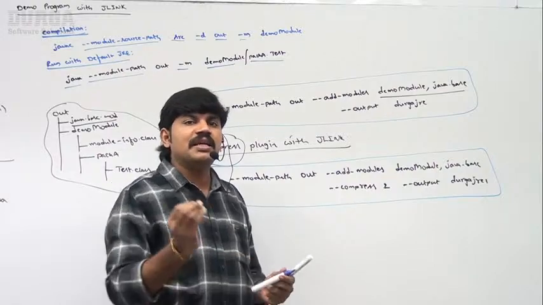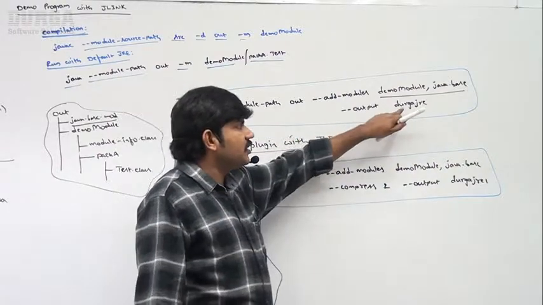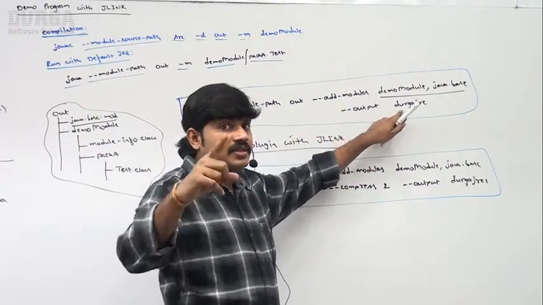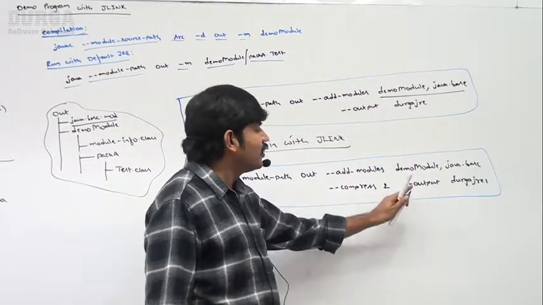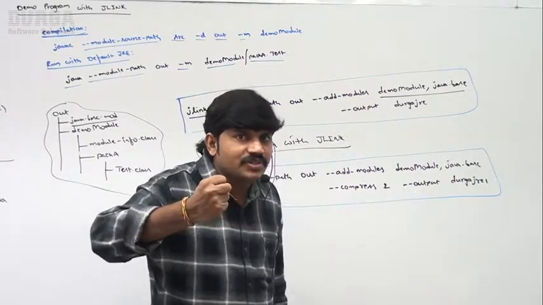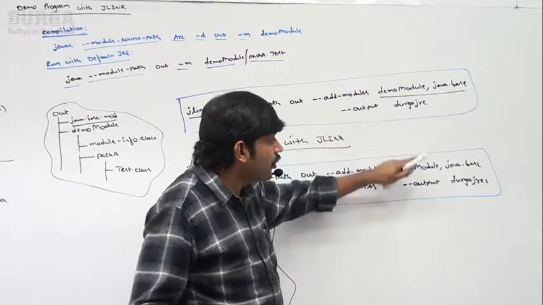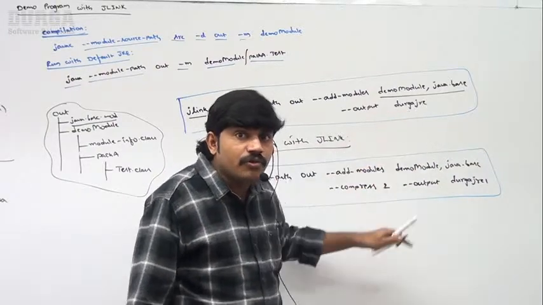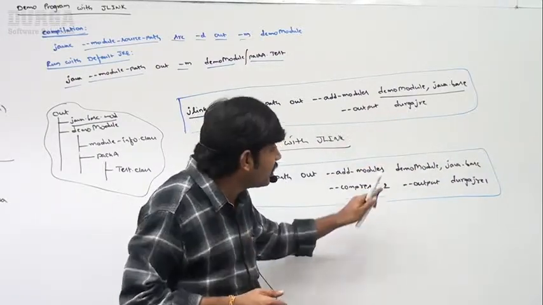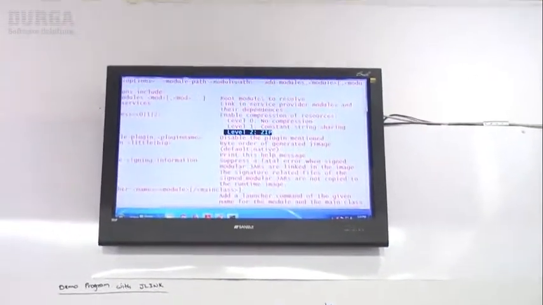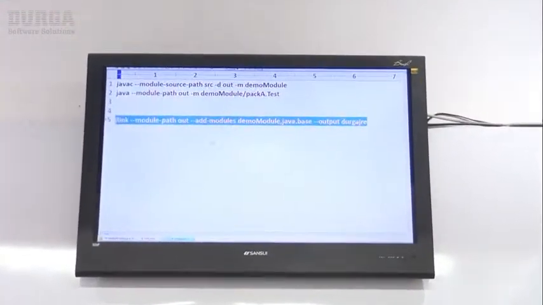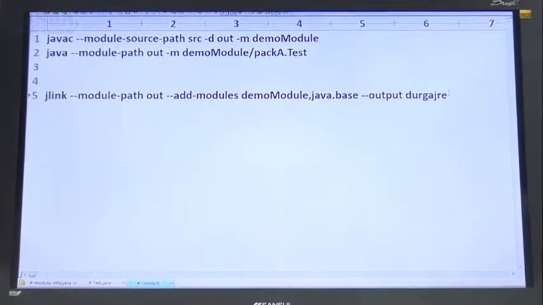The biggest advantage is that this Durga JRE contains 36 MB, but this one is something like 24 or 25 MB only. The size of the JRE got reduced from 36 to 24, something like that. Let me check. Let me use this command. Can you please guide how to use this command? This is the earlier one, whatever we took.